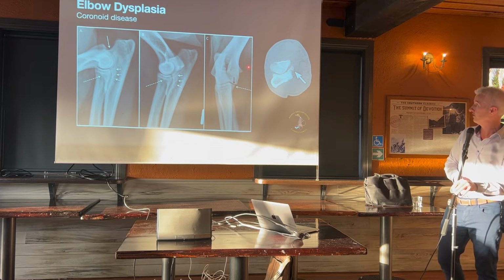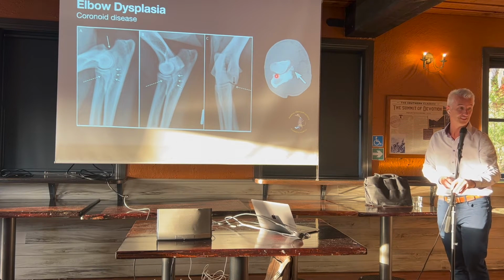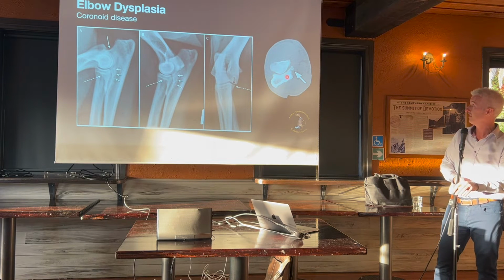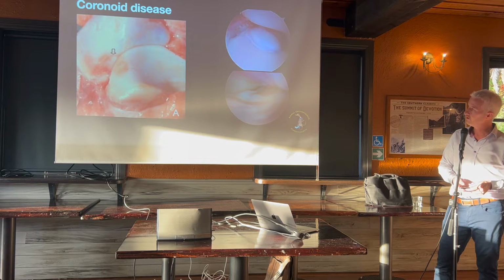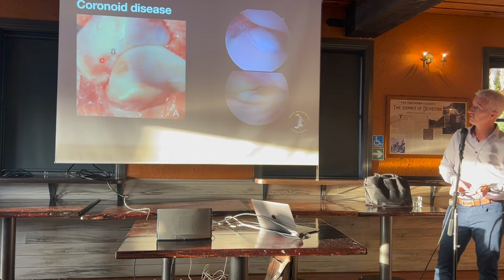Now, advanced imaging is really useful because you can see, this is a CT scan, you can see these coronoid fragments. A few others, this is the radius here. This is an ulna, this is a post-mortem photo. So this is a coronoid, there's a fissure there, and that will eventually become a fragment. Here's an arthroscopic view. So this is the humerus, this is the ulna, and we've got a coronoid fragment there.